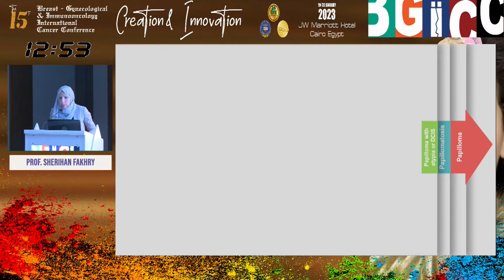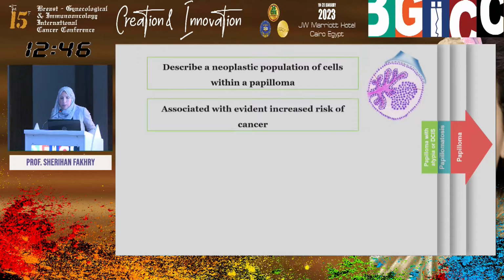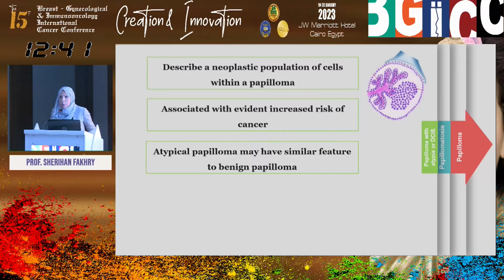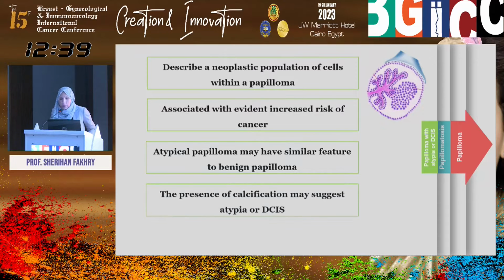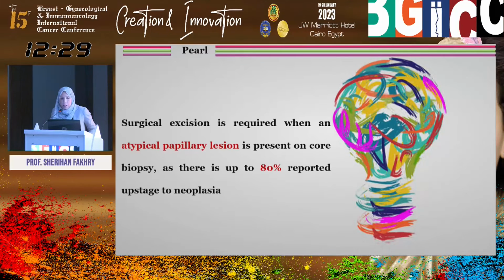Papilloma with atypia or DCIS. This entity describes a neoplastic population of cells within a papilloma. It is associated with evident increased risk of cancer. It may have similar features to benign papilloma, yet the presence of calcification may suggest the presence of atypia or DCIS. Diagnosis is by histopathology. Surgical excision is required when an atypical papillary lesion is present on core biopsy. There is up to 80% reported upstage to neoplasia.